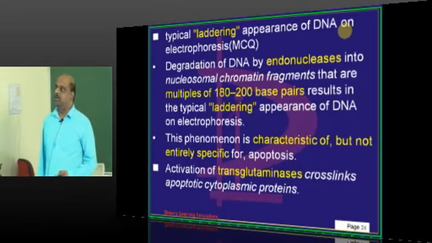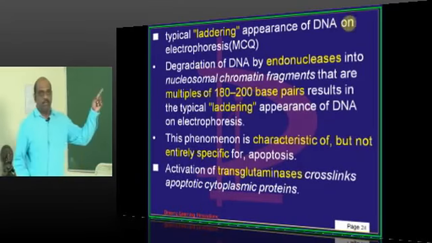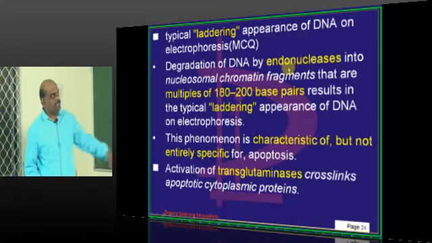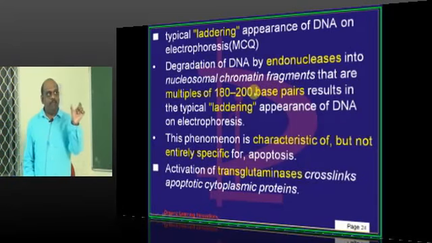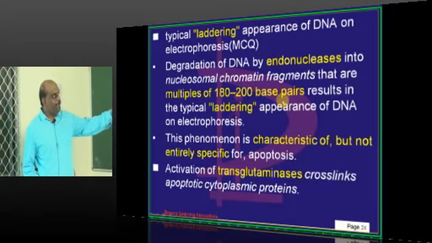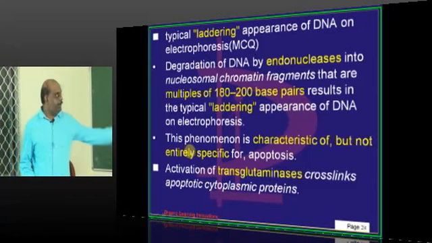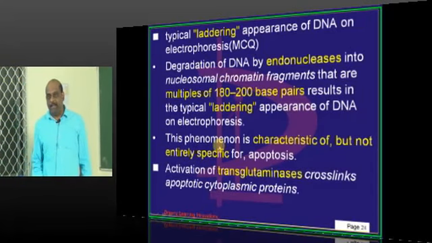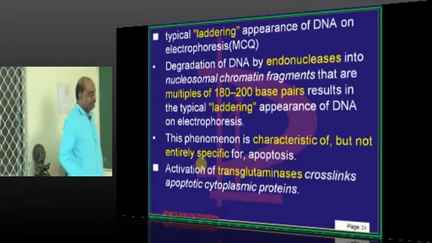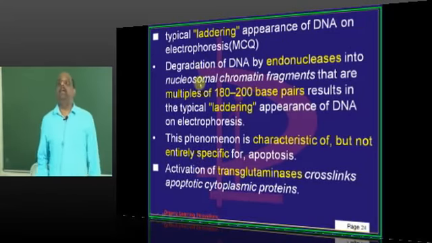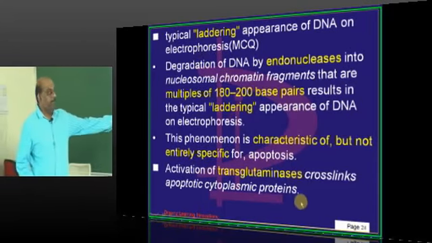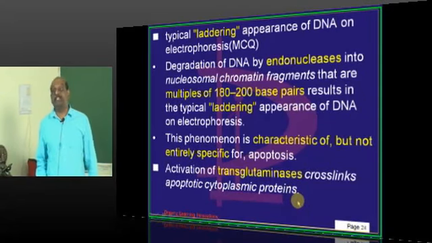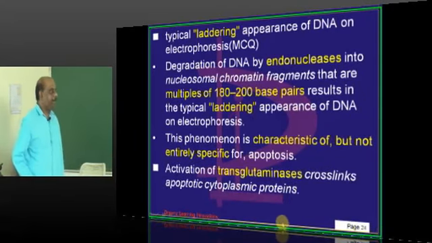So, why does this laddering occur? The DNA becomes degraded by the endonucleases, ultimately into nucleosomal chromatin fragments, and multiple fragments of 180 to 200 base pairs will form, and whenever you do electrophoresis of the DNA, the laddering pattern is a very classical feature. But do you see it only in apoptosis? No, sir. Many other scenarios you find it, but it is characteristic of apoptosis, not specific for apoptosis, which you need to remember.